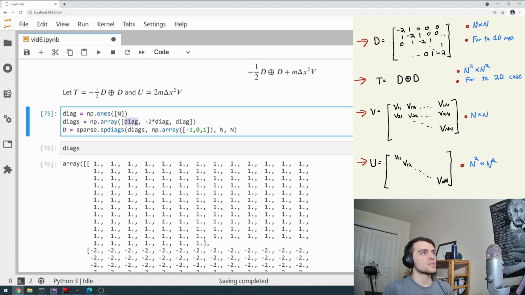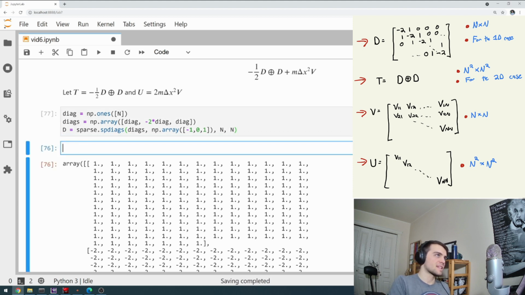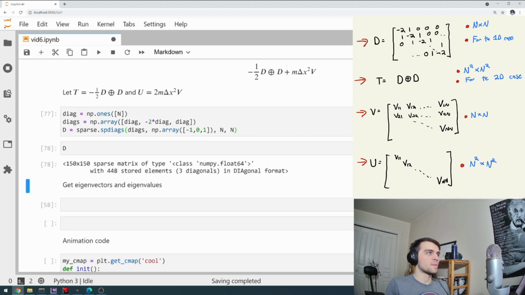So I put all 1s, 1 below the main diagonal, -2s at 0, and then 1s again at 1. So that's the way that this is written here. And it's n by n. That's the matrix, so that constructs D. And D is now a sparse matrix, so we can't see it. It's conserved. It's 150 by 150.